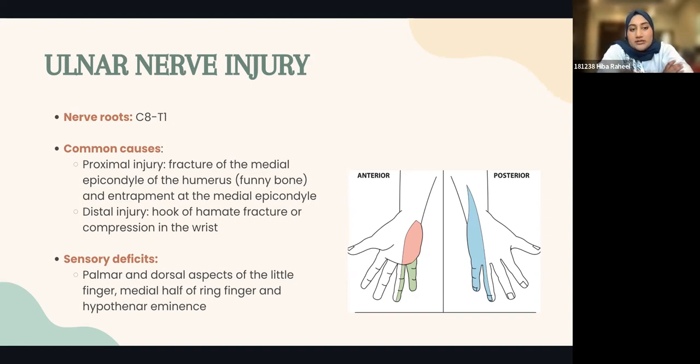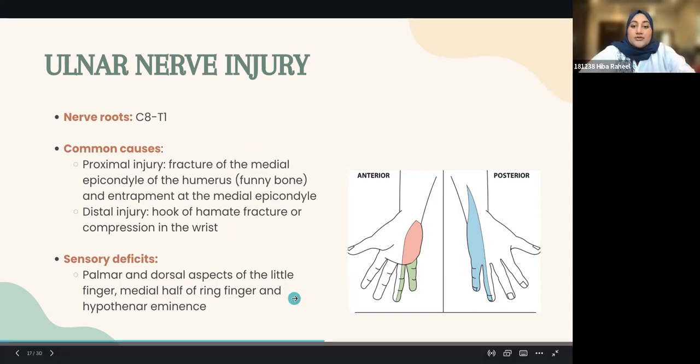Distally, the ulnar nerve goes very close to the hamate. The hook of the hamate is one of the carpal bones, right? The hamate has a sort of protrusion, and it's called the hook of the hamate. That is something that is very commonly fractured, especially when someone falls on an outstretched hand. And any fracture of the hamate can lead to ulnar nerve injury.